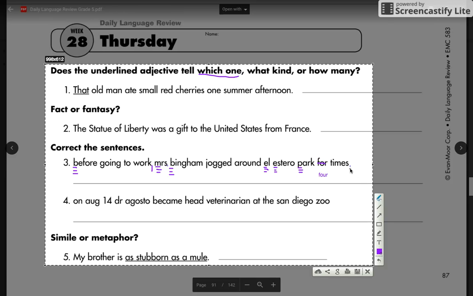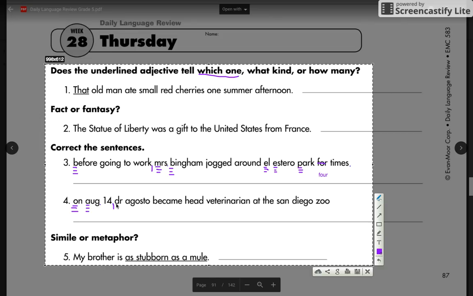Number four, on August 14th, Dr. Augusto became head veterinarian at the San Diego Zoo. Okay, we have a very similar sentence here. We're going to capitalize on, because it's the first word in the sentence. On August 14th, again, it's kind of like before going to work. We have a natural pause there. We started off with a prepositional phrase, and so we're going to put a comma after it. Now, we have to capitalize August because it's the name of a month, and it's been abbreviated here. So we have to put a period after it.